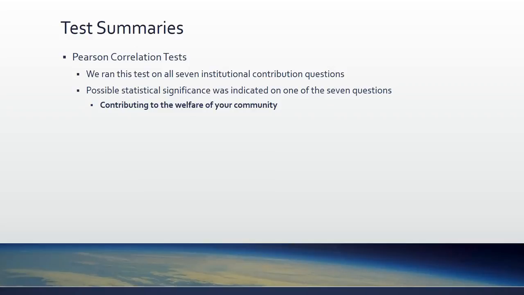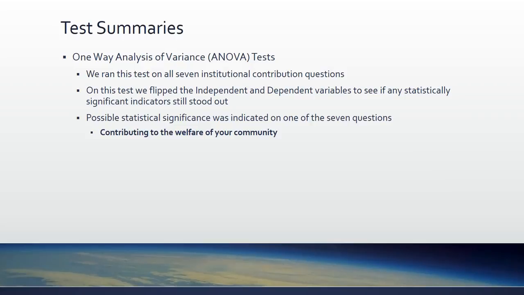The last test we did with study abroad as a dependent variable, we ran some Pearson correlation tests to see if there's any direct or inverse correlations. Maybe the higher one scores, the less another one scores. So that's an inverse relationship. I would imagine we'd find direct relationships, the way the questions are structured. And there you go again, we see contributing to the welfare of your community as one of our possible statistically significant responses. Okay, so let's look at it when we flipped the independent and dependent variables.